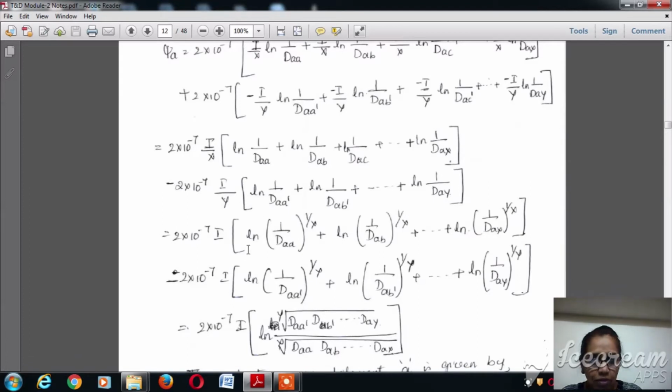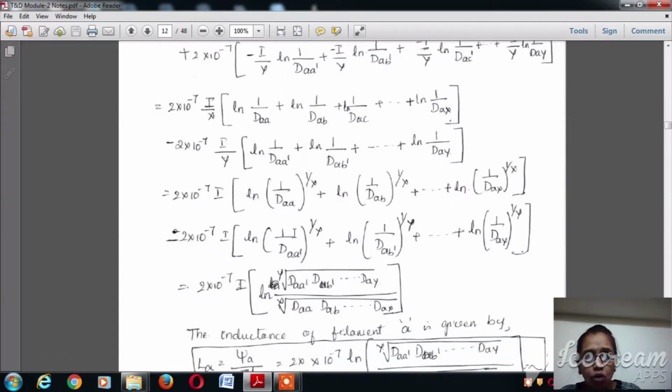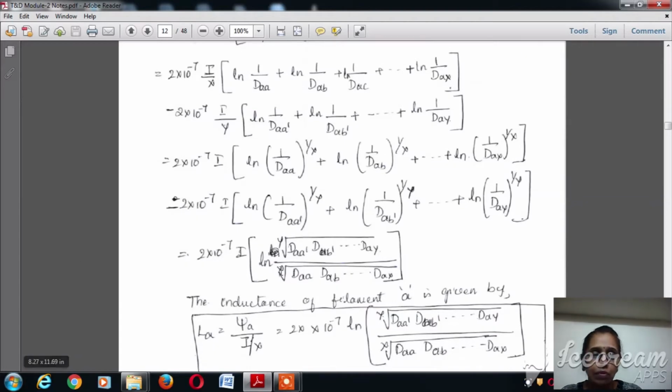Now I is also a common factor, so let's take I out. So ln 1 over dAA to the power of 1 over X plus ln 1 over dAB to the power of 1 over X, up to ln 1 over dAX to the power of 1 over X. Here also, minus 2 into 10 to the power minus 7 I into, similarly, ln 1 over dAA dash to the power of 1 over Y plus ln 1 over dAB dash to the power 1 by Y up to ln 1 over dAY to the power of 1 by Y. Now this is equivalent to 2 into 10 to the power of minus 7 into I into ln of the yth root of dAA dash, dAB dash up to dAY, whole over the xth root of dAA, dAB up to dAX.